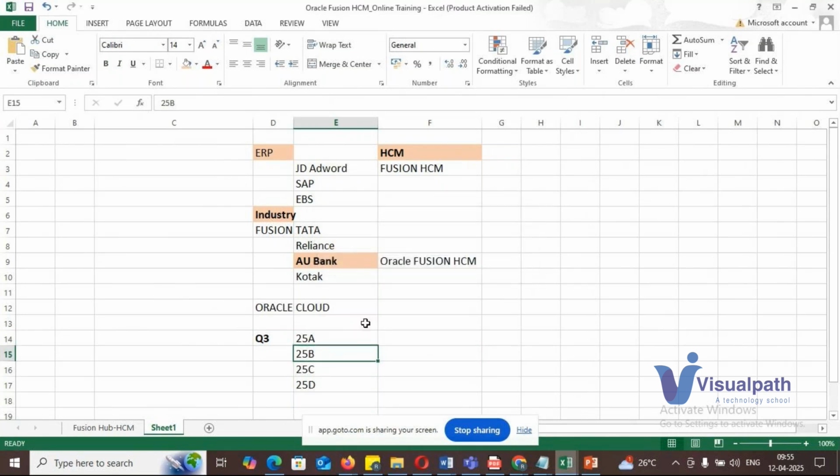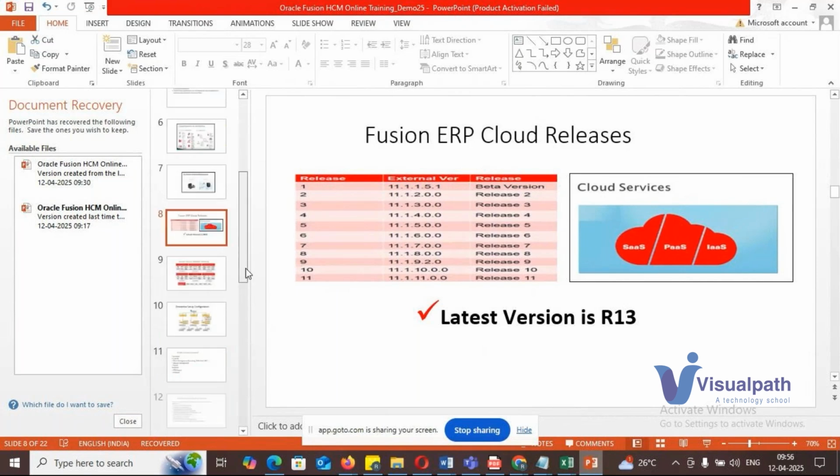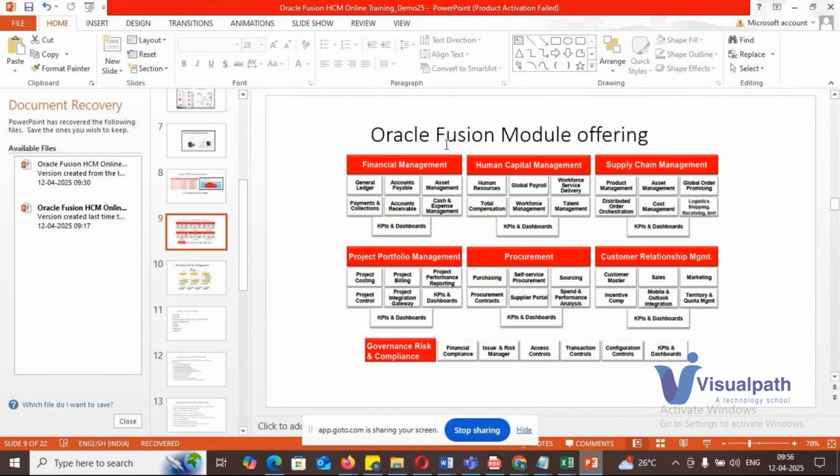You need to check it in the application, so I'll tell you where you can check which version you're using. This one is the release version, right? This is the latest. The cloud services were already discussed, right? The PaaS environment, platform as a service, then infrastructure, and here is SaaS, software as a service. All right. After this, in ERP and the release version, we come to the offering, right?